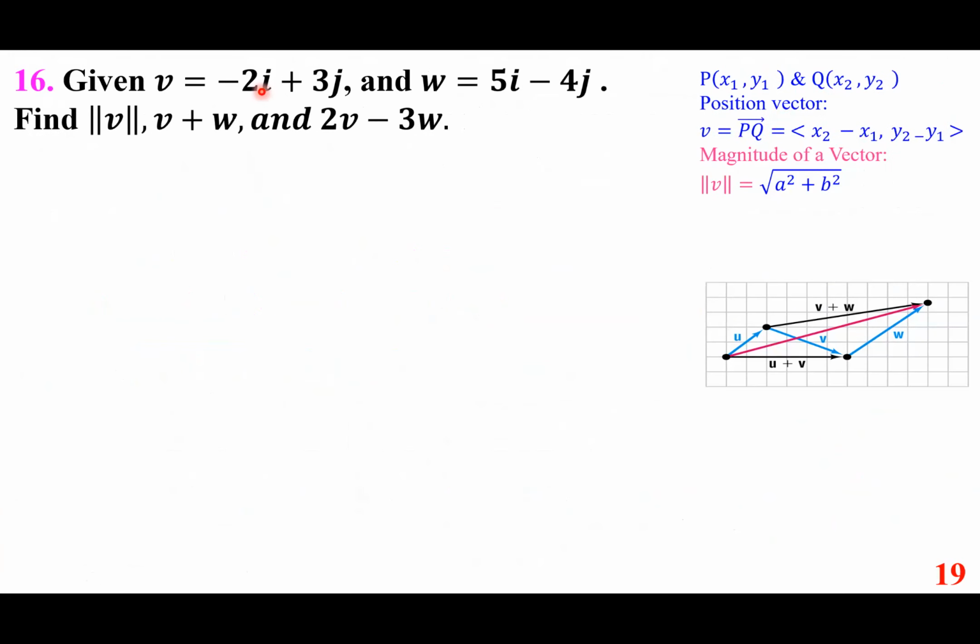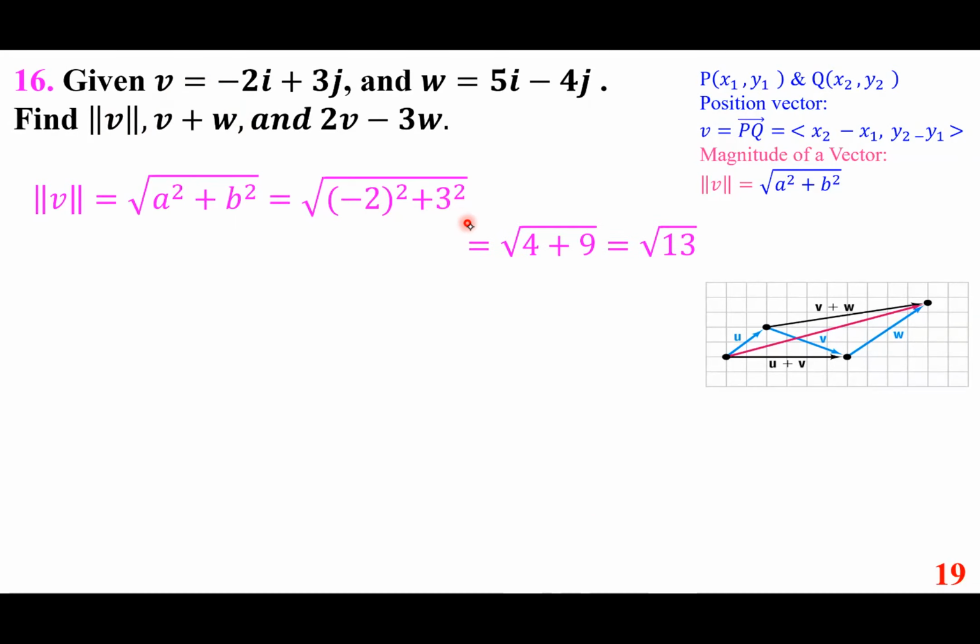Given v is negative 2i plus 3j and w is 5i minus 4j, and we want to find the magnitude of v. Let's do that first using this formula, which means square root of minus 2 quantity squared plus 3 squared. And as you know, this is 4. This is 9, and that's square root of 13. So that's the first part.